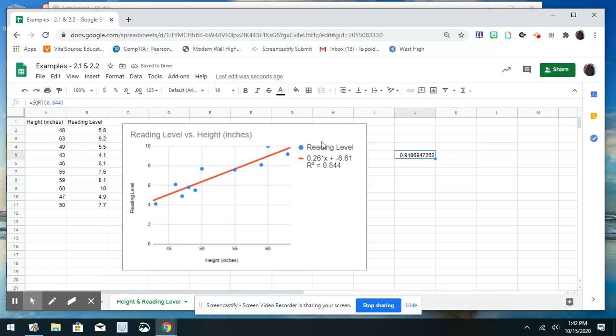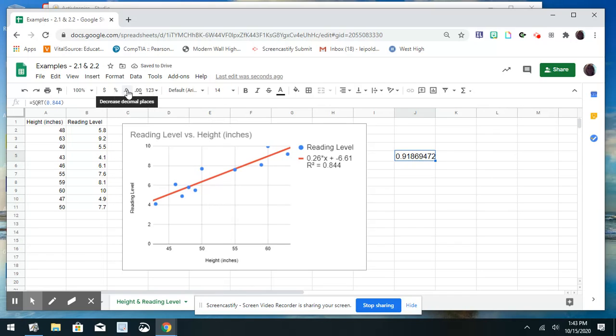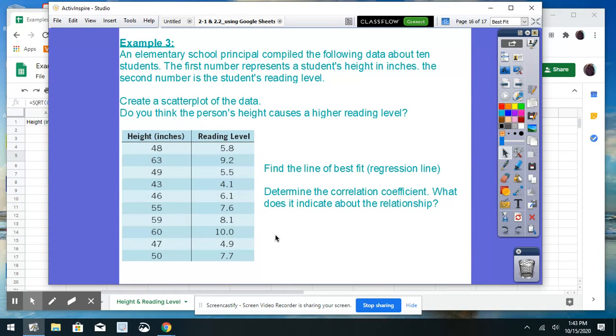Now this has a lot of numbers behind the decimal. So what you can do, I'm going to make it a little bit bigger, easier to see, is decrease the number of decimal places to the right of the decimal, and you can do that just by clicking that down to two decimal places if you like. So this is showing that there's a 0.92 correlation, which indicates that it would be a high correlation between a person's height and their reading ability or reading level. But we need to take a couple things into account, guys.